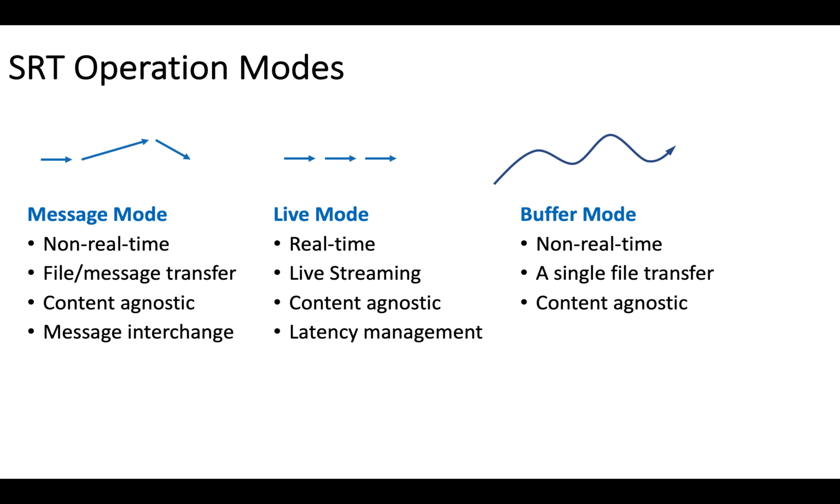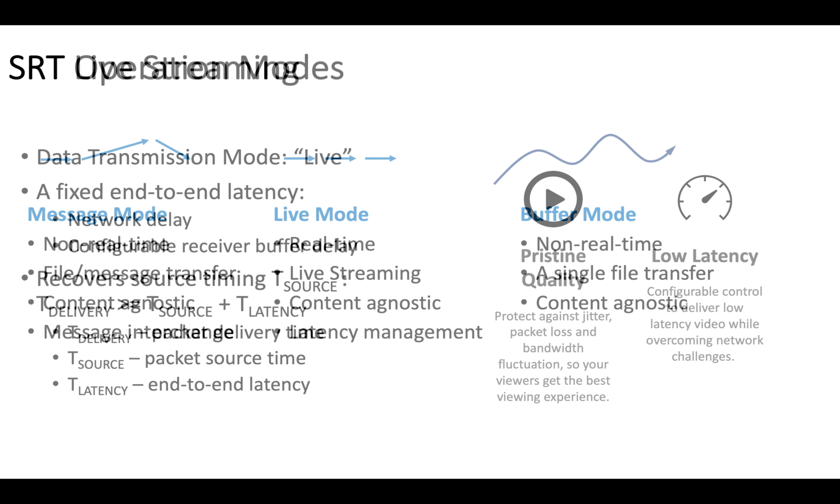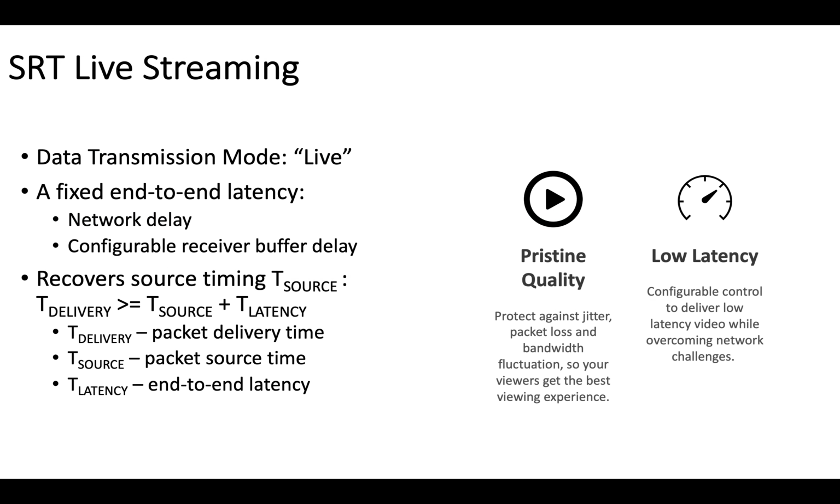Using control and data packets, SRT offers several operation modes: message mode, live mode, and buffer mode. Message mode can be used to transmit messages that span over several packets. Live mode is a subset of message mode with additional features to enable real-time live stream transmission with a constant end-to-end latency and possibility to drop too late data. Finally, the buffer mode is used to open a connection, transmit a single and large piece of data, and then close the connection.